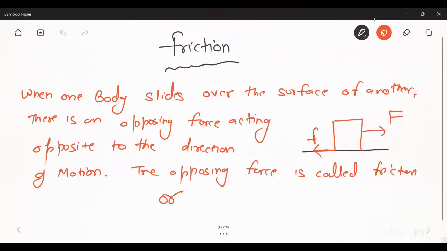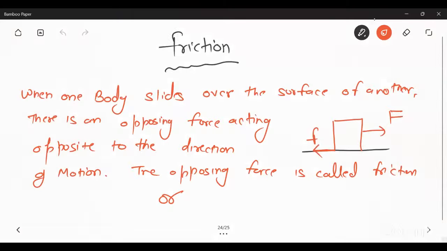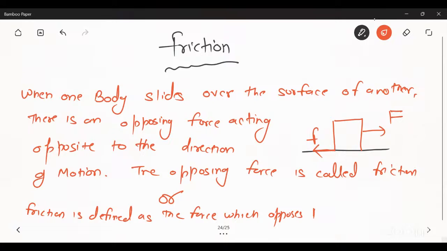Or, friction is defined as the force which opposes the relative motion between two surfaces in contact. Okay, that was your friction.